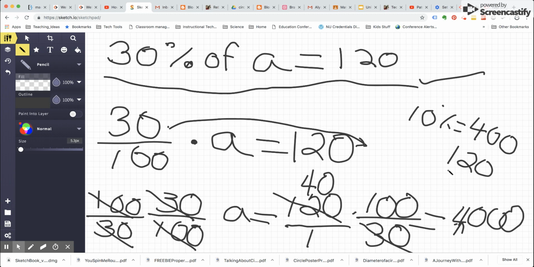And hopefully this video helps you think about how you're going to solve. So the first step is to write it as an equation, just like I did here. The second step is to figure out what we're doing. So here we're multiplying. If you're multiplying by a fraction, the way that we undo that is we divide. And when we're dividing fractions, we multiply by the reciprocal. And we do that to both sides of the equation, and then we can solve.